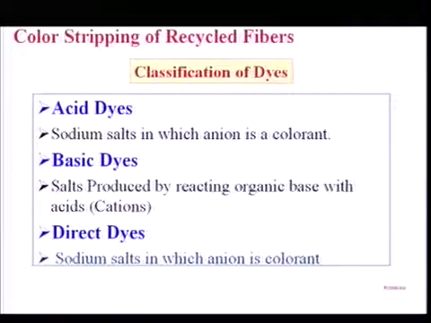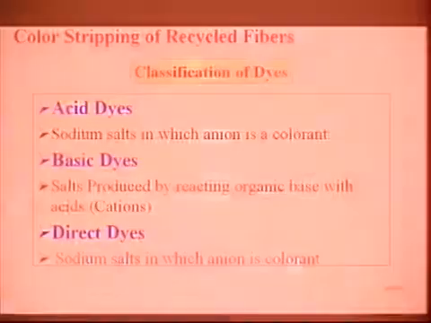Acid dyes are sodium salts of anions, which is a colorant. Basic dyes are salts produced by reacting an organic base with acids. Direct dyes are sodium salts of anions, the most popular dyes. So, you can see in this color paper, these are all chemical pulps dyed with direct dyes. Here is a red color paper and you have a yellow color, the telephone directories, a pink color and a blue color paper right there. These are all direct dyes.